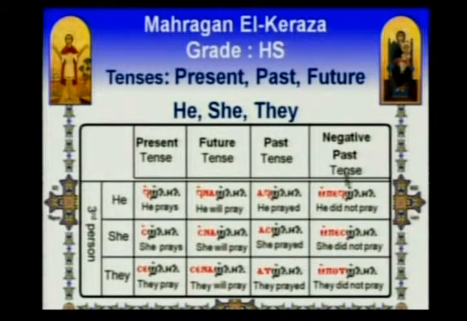And for the negative of the past tense, af eshlil becomes empef eshlil. He did not pray. For the girl, instead of as eshlil, empes eshlil. For the plural, instead of av eshlil, it is empu eshlil.